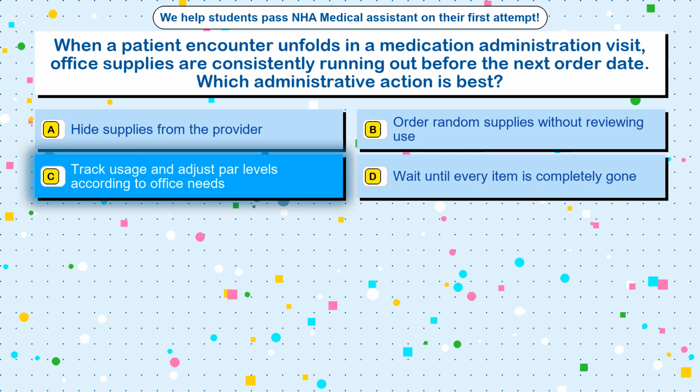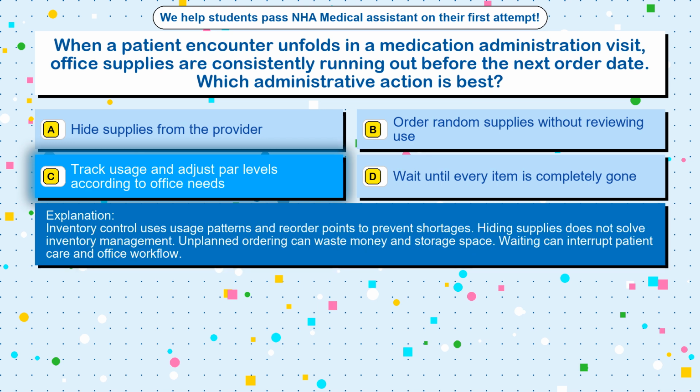The correct answer is option C, track usage and adjust par levels according to office needs. Inventory control uses usage patterns and reorder points to prevent shortages. Hiding supplies does not solve inventory management. Unplanned ordering can waste money and storage space. Waiting can interrupt patient care and office workflow.